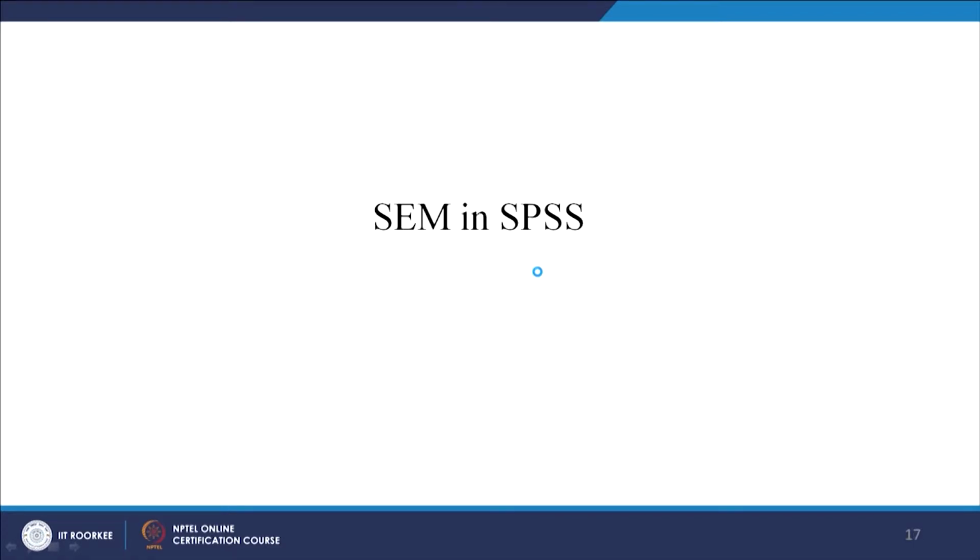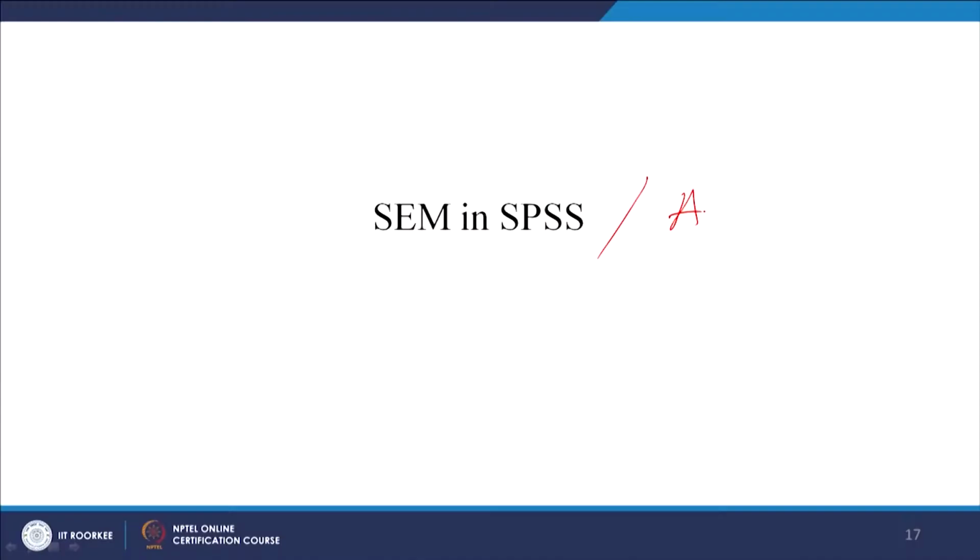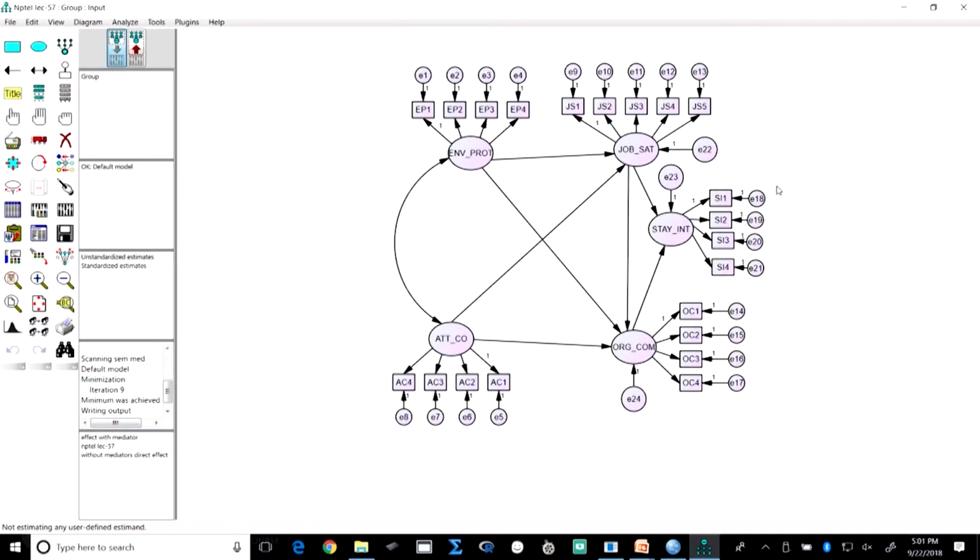Now, how to do this? Let us see how to conduct this SEM. We will conduct it today using software. Some people use a software called Amos, or some people use LISREL, okay, but I am using Amos. So, I will be using this one. Let us open this file, this is the file, right. This is just a file.